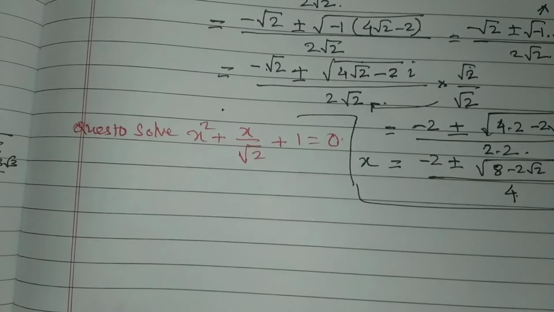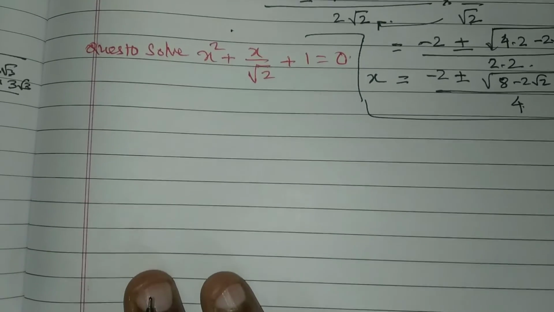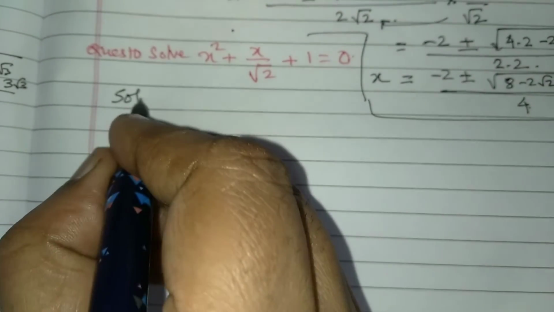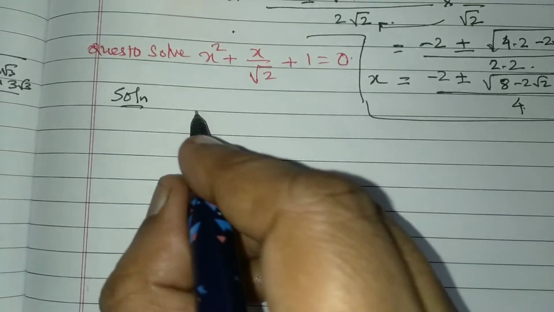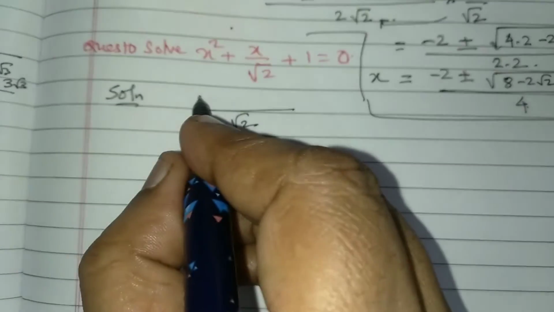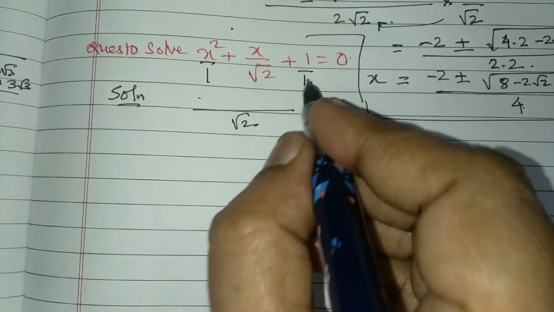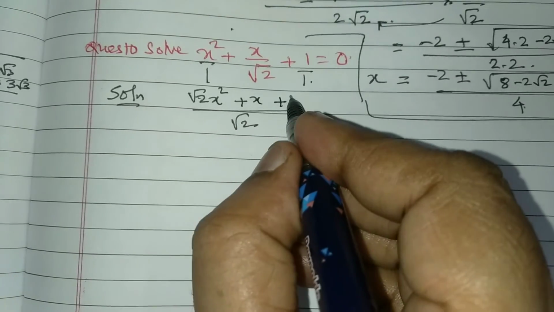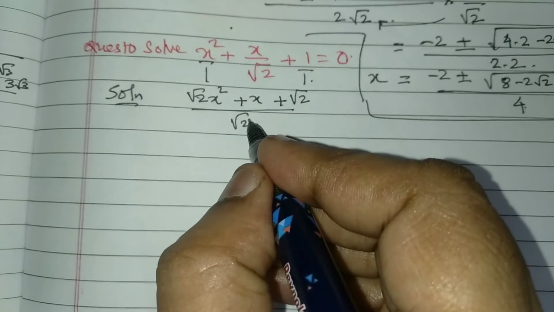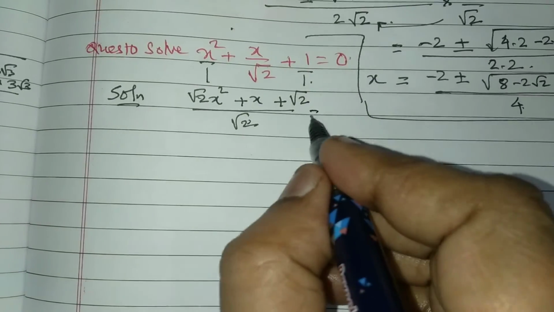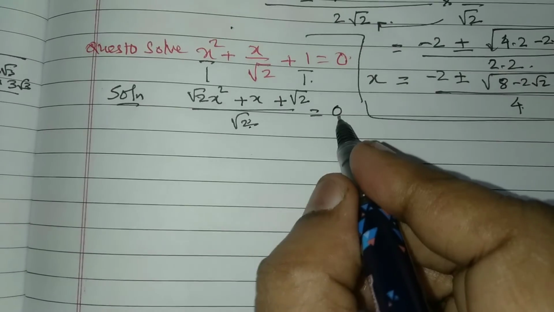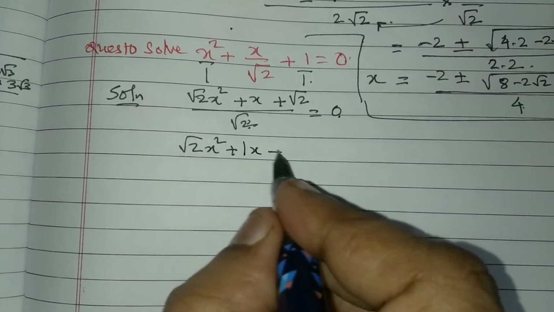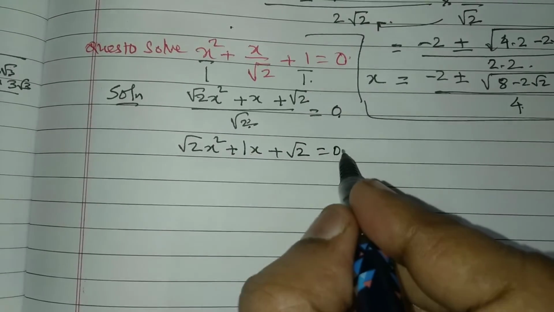Similarly, now we are coming to the next question. Next question is this. So we will take LCM over here. Here x square, so suppose root 2, I have taken LCM. Here is 1, so here is also 1. So root 2 x square, then x, then root 2, 1 divided by root 2 into 1. So root 2 is equal to 0. So bring root 2 to this side. So root 2 x square plus 1 x plus root 2 is equal to 0 into root 2.